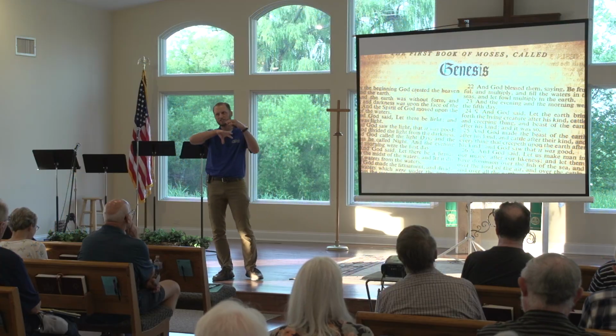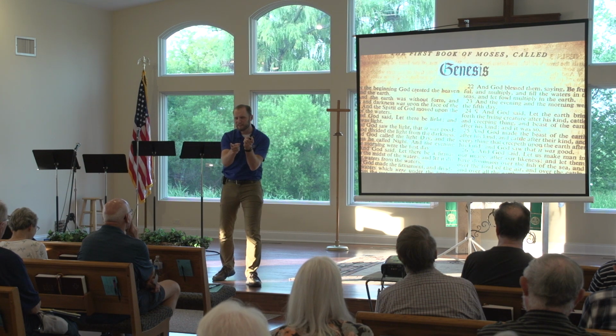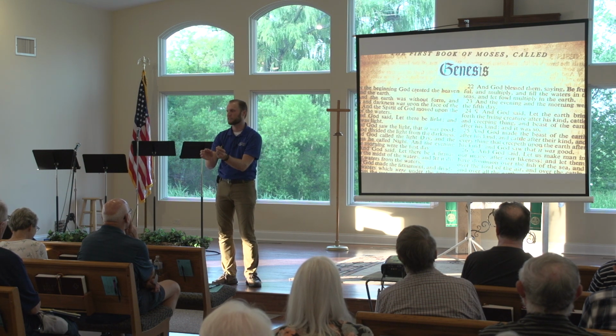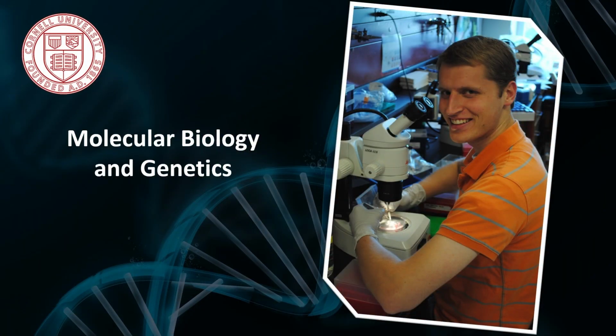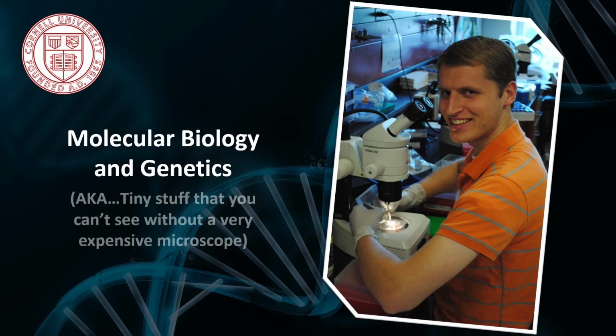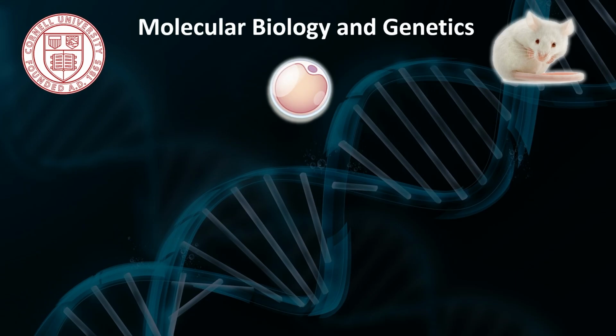We're not talking about just how things develop, but how they develop at the molecular level. So I went on to get my PhD in molecular biology and genetics at Cornell University. That's also known as tiny stuff, which you cannot see without a very expensive microscope. That's some of the tiny stuff we're going to be talking about tonight. Here is, in a nutshell, what I was studying. So this is that cell that I showed you at the beginning, the single cell that we all started at, called a zygote.